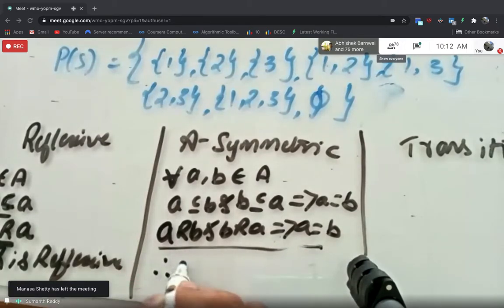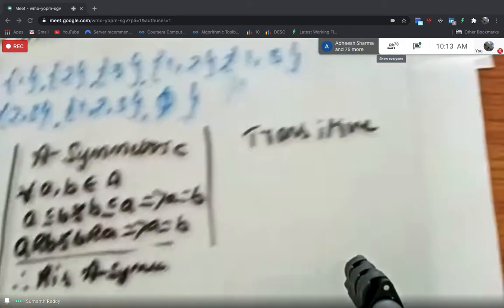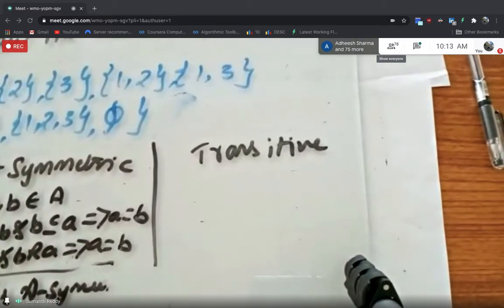So therefore I can conclude that R is antisymmetric. So I have checked for reflexive and antisymmetric. Finally, I need to check for the transitive relation if I have to conclude that it is a partial order.